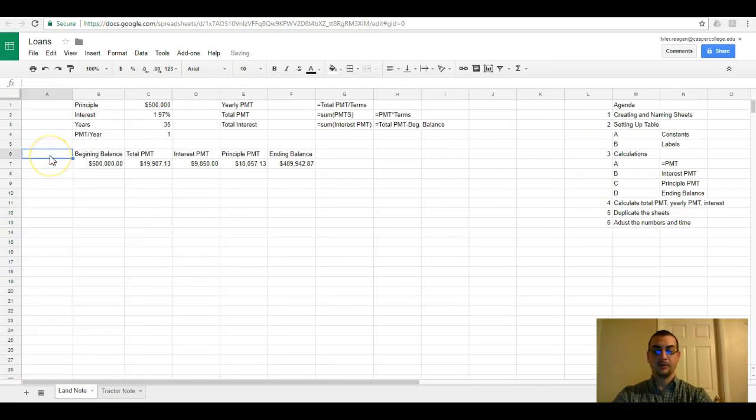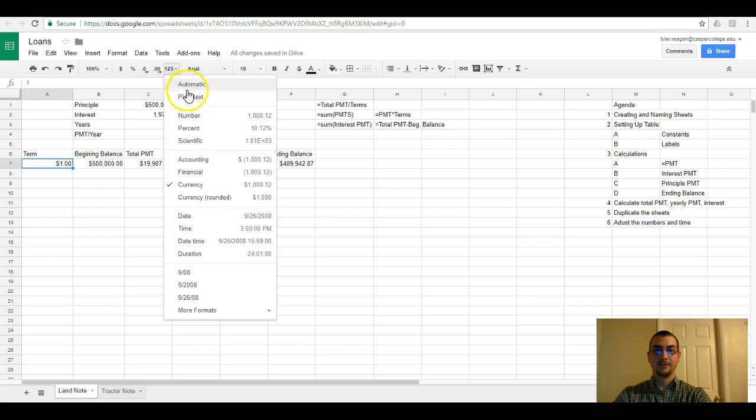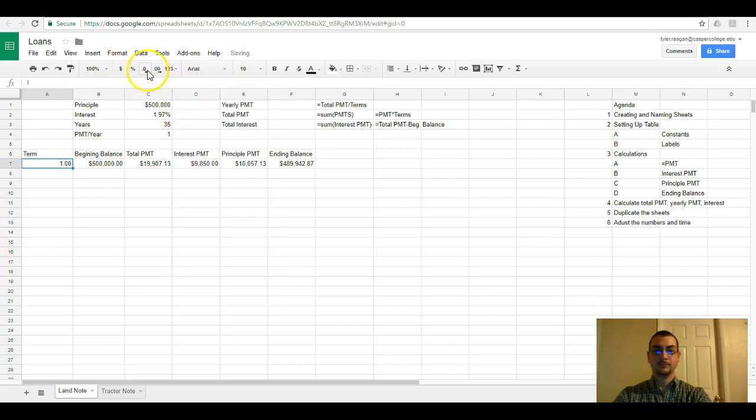And I'm going to type in right here "term." And this is actually how many payments. So for this first payment, that first year, we actually want to put that in just plain number form with no decimals. Saying that for that first payment, when you write out that first check for $19,000, at the end of that first check, you only owe $489,000 and some change.